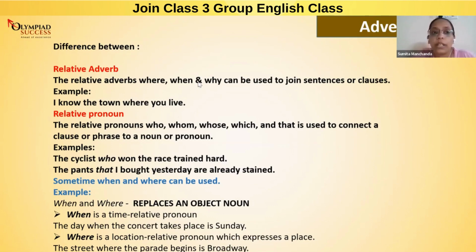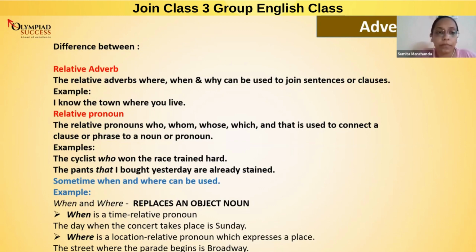But in this one, in this relative adverb, are you able to find who? No. Whom, is it there? No. Whose is not there. Which is not there. That is not there. But yes, sometimes it may happen that there is a need for you to use when and where. Now, how will you understand whether when and where is used as a relative pronoun or as a relative adverb? You need to see whether the sentence where you are using when and where is connecting clauses or phrases to a noun or a pronoun.